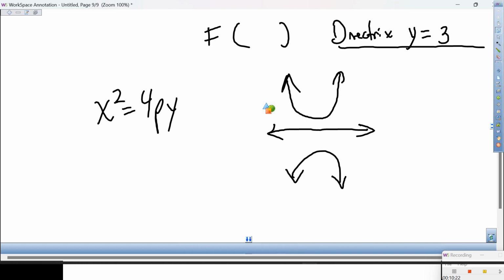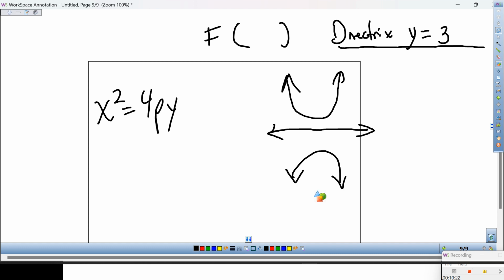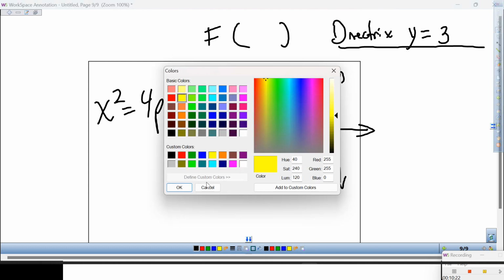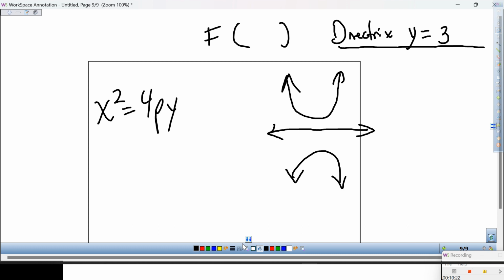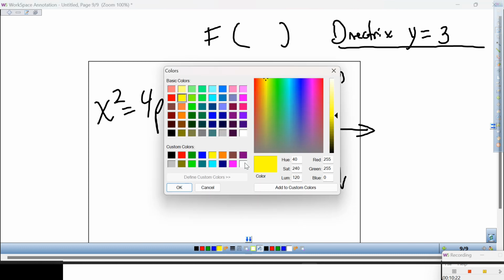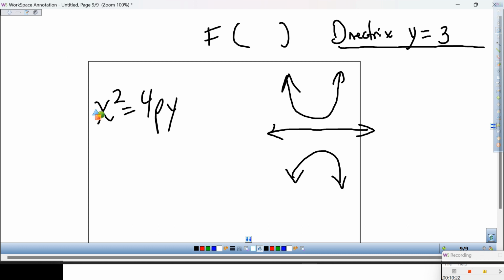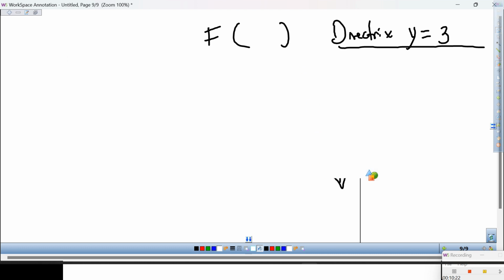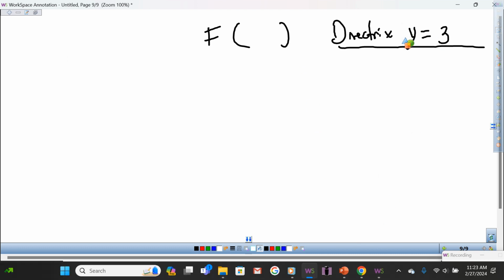Look up to the screen. Oh, sorry. My goodness. Hold on. I don't know what happened. My computer did a reset or something.